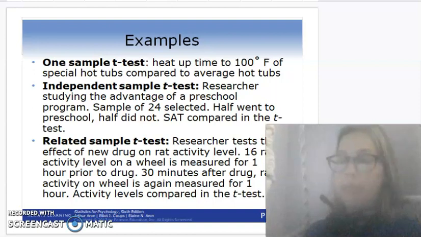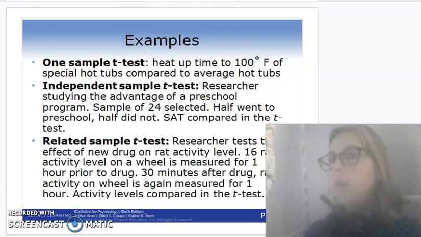My independent sample T-test, which is Chapter 8, again, is a between subject T-test. I have 2 different groups. So in this example, I'm looking at the impact of preschool. So I've got some kids who went to preschool, some kids who didn't. I'm now going to look at their SAT scores and see if I see differences. So that's the independent T-test, and that's Chapter 8.